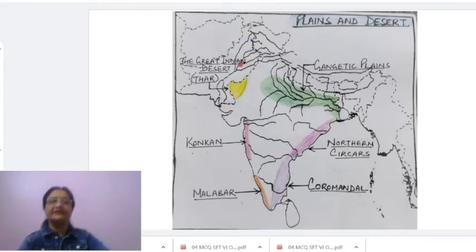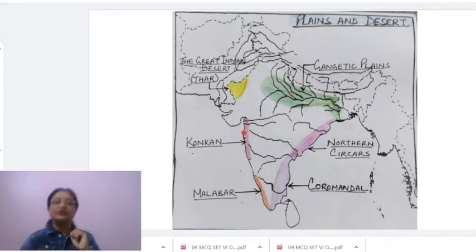Number 1, Great Indian Desert. You can see desert area you have to mark like this. Okay, it's better to mark it by yellow color. That is always taken as the color to mark the desert area. Okay, so this is Great Indian Desert, or you can say Thar Desert, right? Number 1. Number 2 is Gangetic Plains. You can see here the entire region which is covered by the major tributaries, and till the end, very close to the West Bengal region, till here you have to mark this entire plain. Okay, this is actually Gangetic Plain, right? This is Gangetic Plain of India.